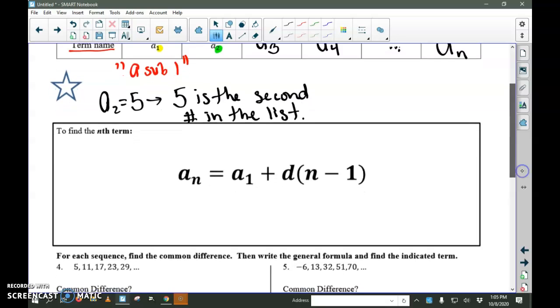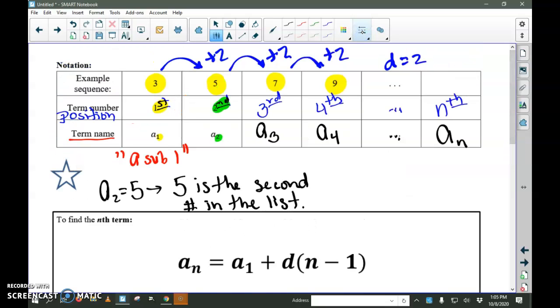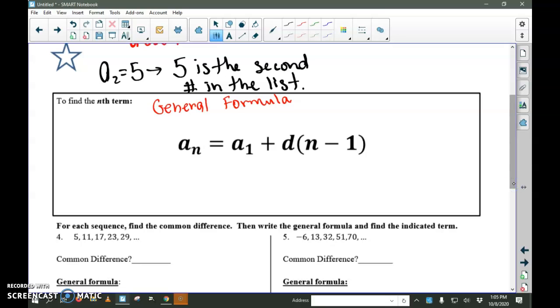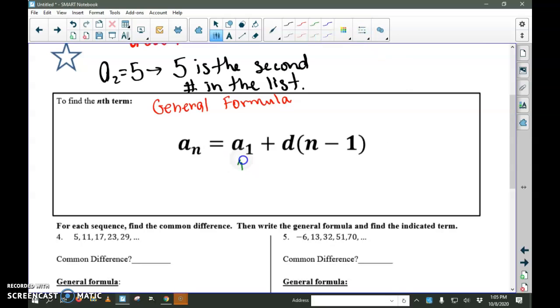All right, so let's take a look then at this general formula to find the nth term. To find the nth term, this formula right here is called the general formula. Okay, and let's talk about what all these pieces mean. A sub 1. I know what a sub 1 means. We just talked about it up above. A sub 1 represents the first number in the list. Okay?